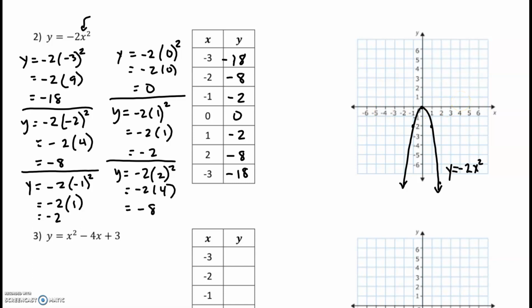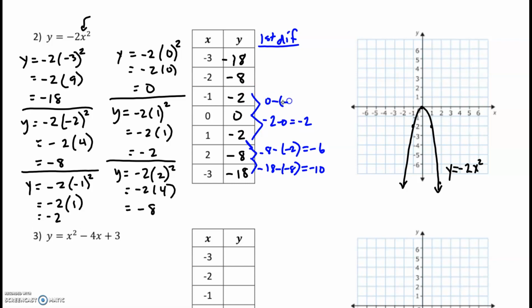Okay, now we're going to do our first differences. So first differences, we'll write our title so we know what the numbers are that we're finding, and we start at the bottom. So it'll be negative 18, subtract a negative 8. And that gives us negative 10. So negative 8, subtract negative 2, and that will be negative 6. Negative 2, subtract 0, which is negative 2.